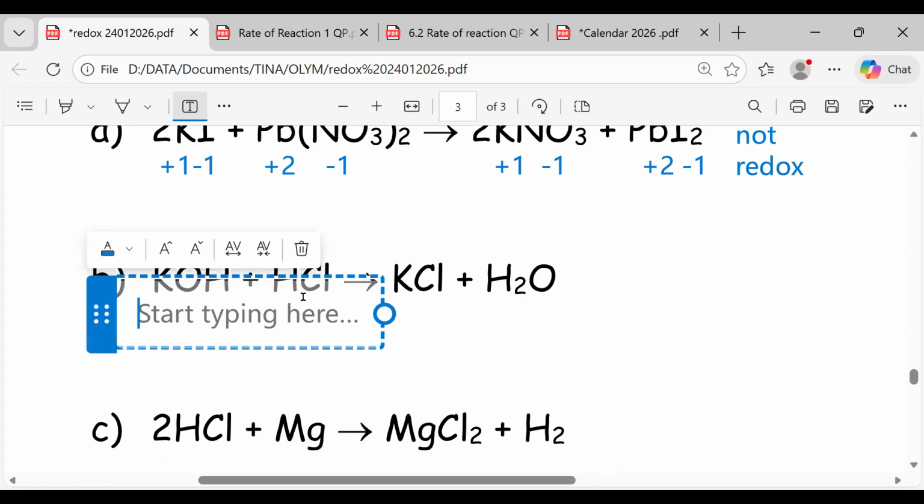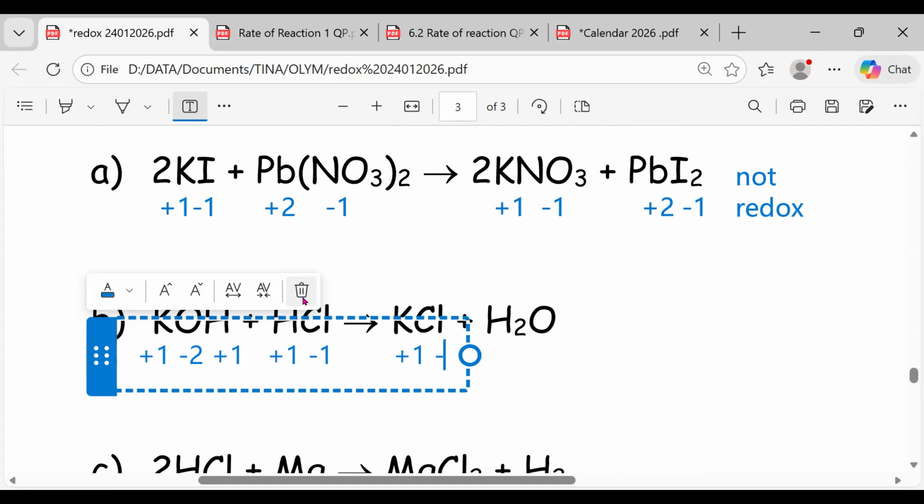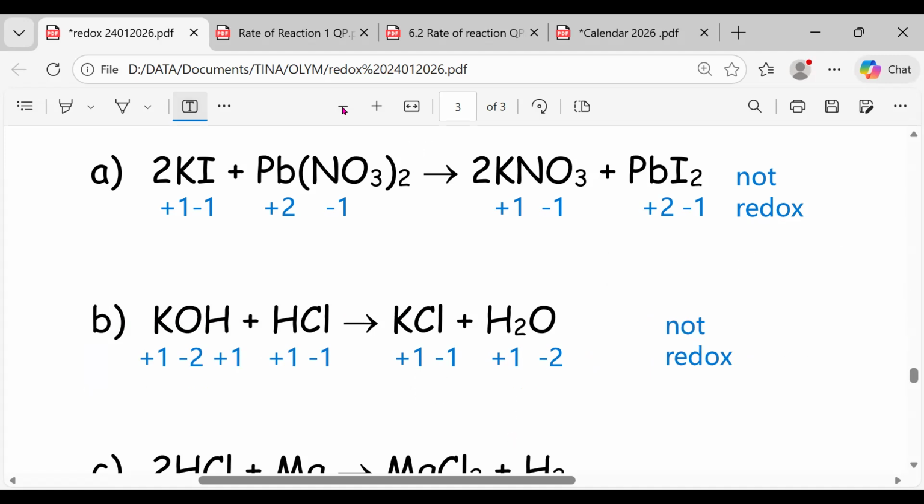Then you try this one. So remember, it's very easy to see. If there's no element, everybody is an ion, that means usually not redox. Okay, potassium is group 1, positive 1. Oxygen, negative 2. Hydrogen, positive 1. You add these three together, is it 0? Yes. Hydrogen, positive 1, chlorine, negative 1. Add this together, 0. Potassium, positive 1, chlorine, negative 1. Hydrogen, positive 1 times 2, oxygen, negative 2. Did anybody change? No. So also not redox. You understand now?